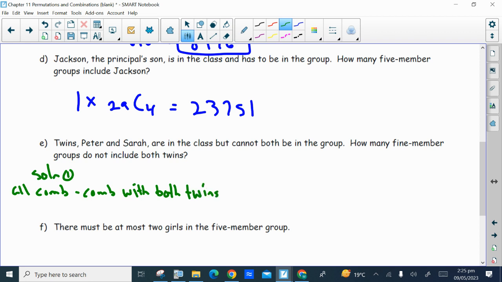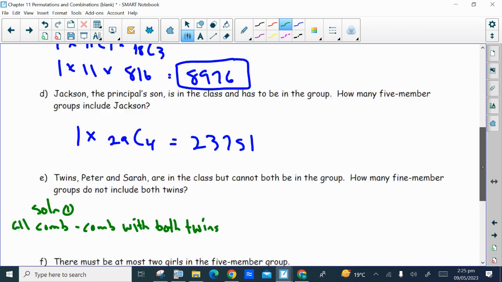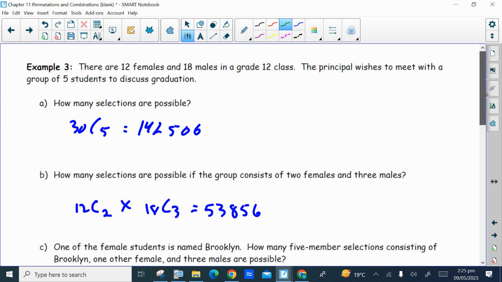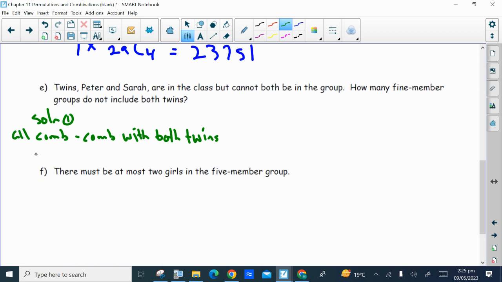Like we did a question similar to this in last class. Because there's only really a couple of things that can happen here. Either one or the other is in there, or they're both in there, or none of them are in there. And the only one that can't happen is that they both are in there. So all the other possibilities could be found by taking all combinations minus the combinations with both twins. All the combinations we calculated way up in part A, 142,506. That's 30C5.